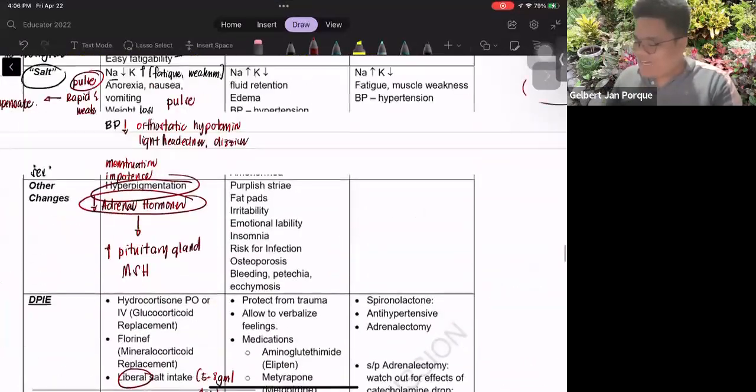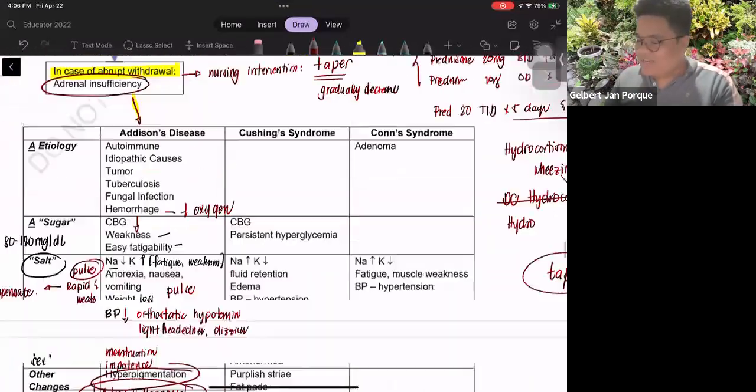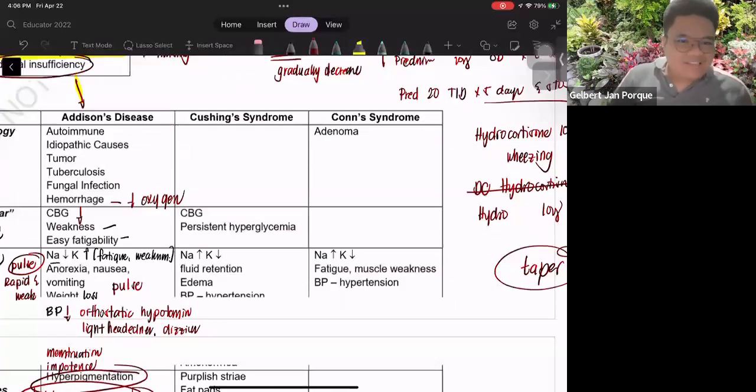Okay, that's it for your Addison's disease. Now let's proceed to your Cushing. In Addison's, the problem is low salt, sex, and sugar. Your problem, students, in Cushing is that they will be high. They will be high in salt, they will be high in sex, they will be high in sugar.